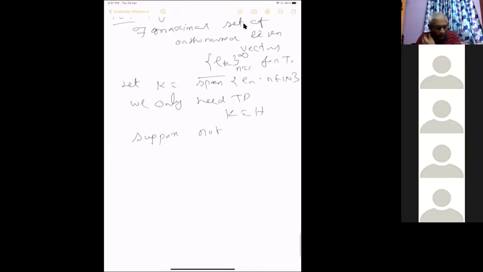Choose. We have to prove that if there is an x in the orthogonal complement of K, it has to be 0. That's what we want to do. Suppose not. Let P from H to K be the projection, the orthogonal projection.